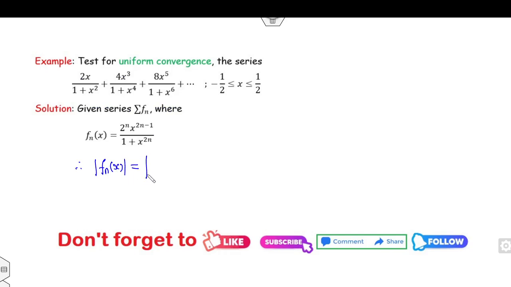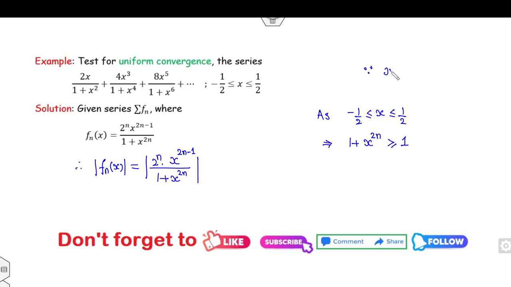Modulus of fn of x is equal to 2 raised to power n, x raised to power 2n minus 1, divided by 1 plus x raised to power 2n. Now clearly, because x lies between minus 1 by 2 and plus 1 by 2, that means 1 plus x raised to power 2n is always greater than 1. Why? Because x square is always a positive number.